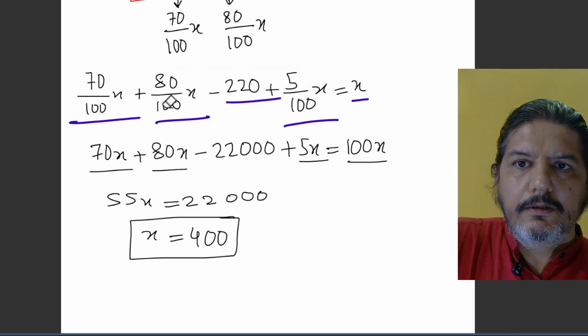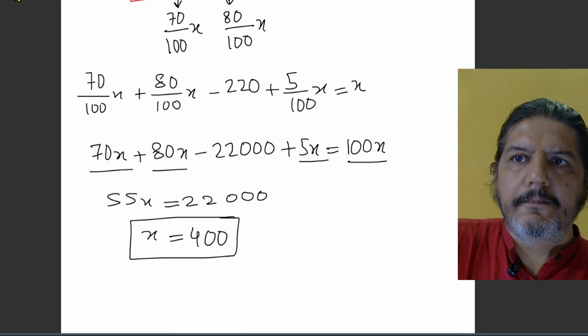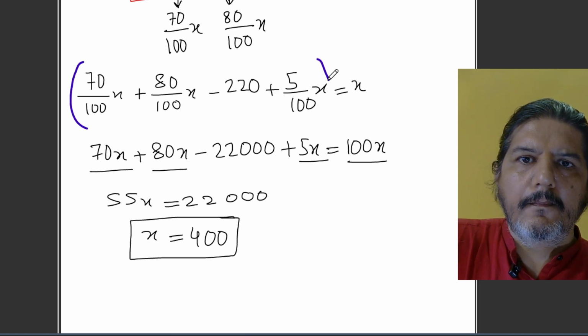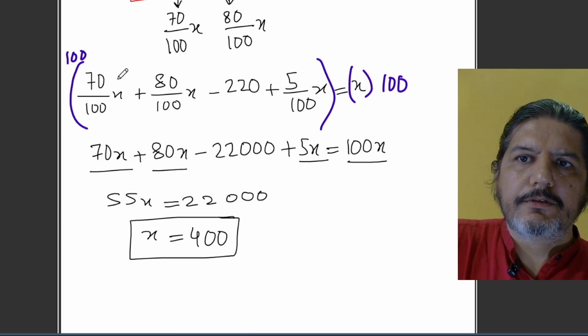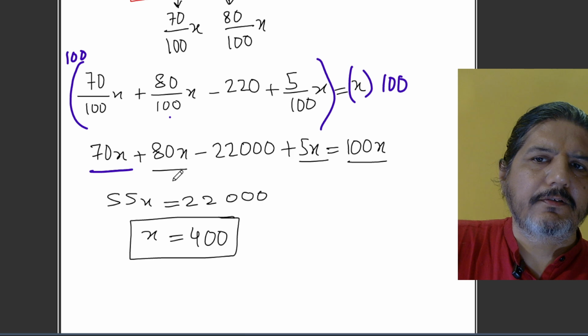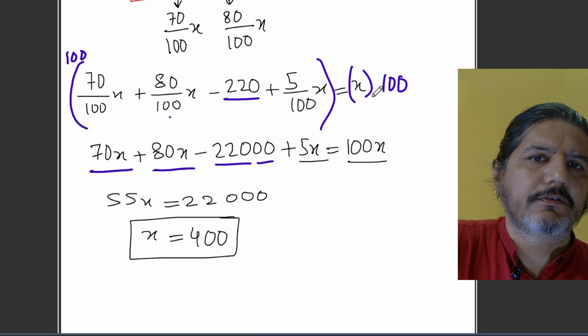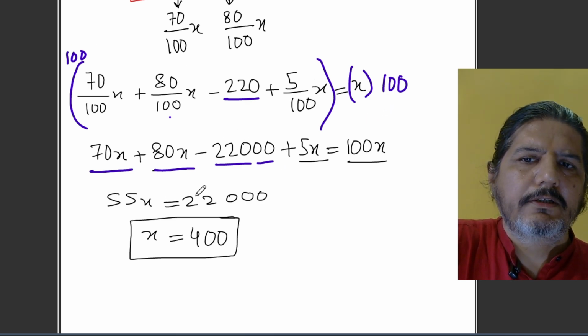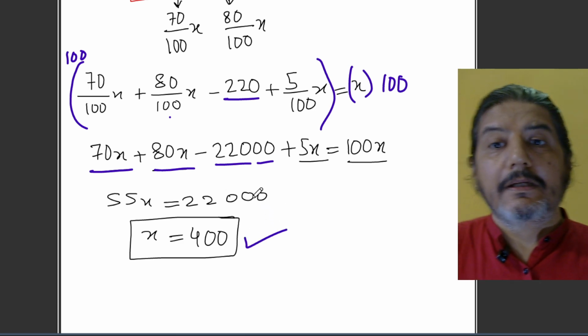This is a trick you can use. So I'll multiply both sides by 100. Why do I do this? Because this 100 and this 100 cancel, so I have 70x. This 100 and this 100 cancel, I have 80x. 220 will be multiplied by 100, so it becomes 220 into 100. 100 and 100 cancel, it becomes 5x, and the right side is 100x. So when I calculate, x would be equal to 400, which is the required answer.